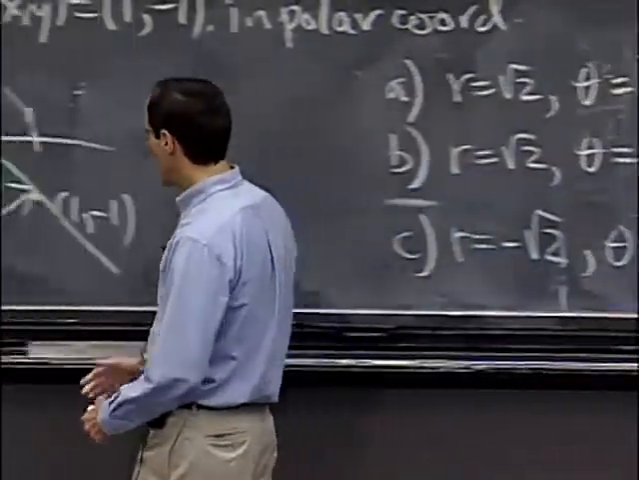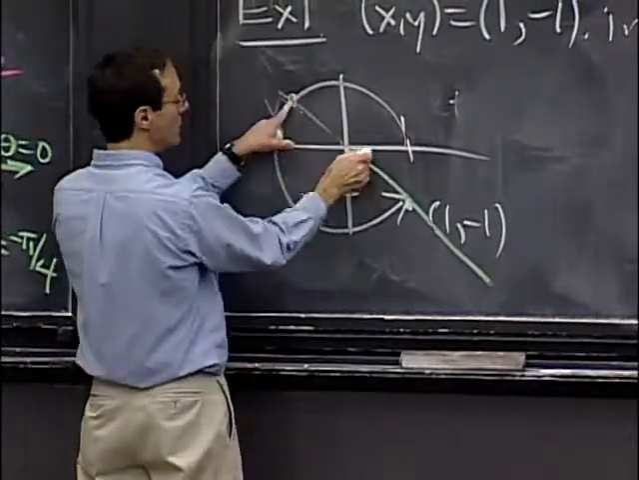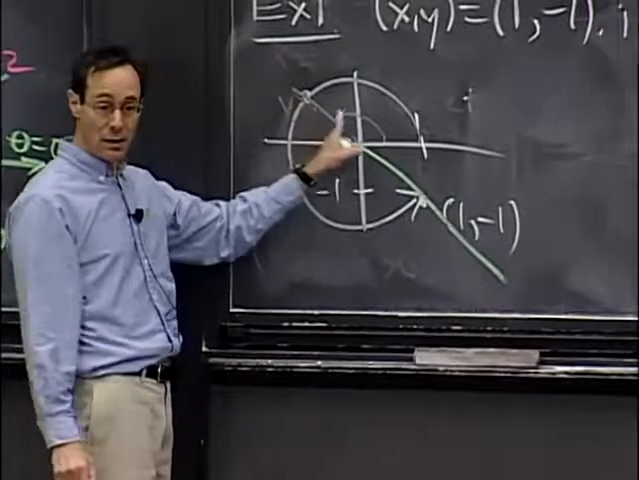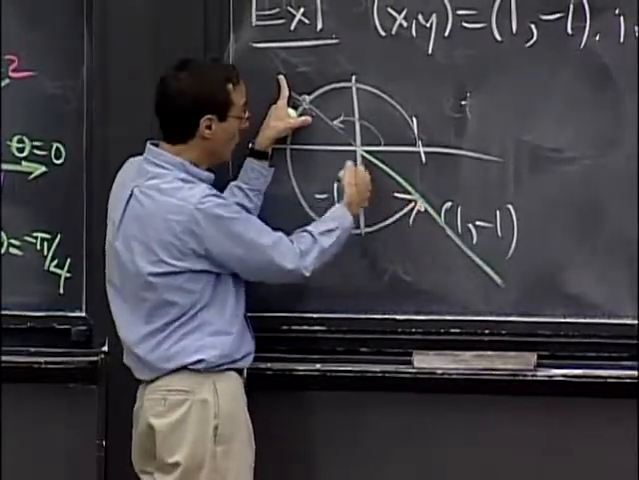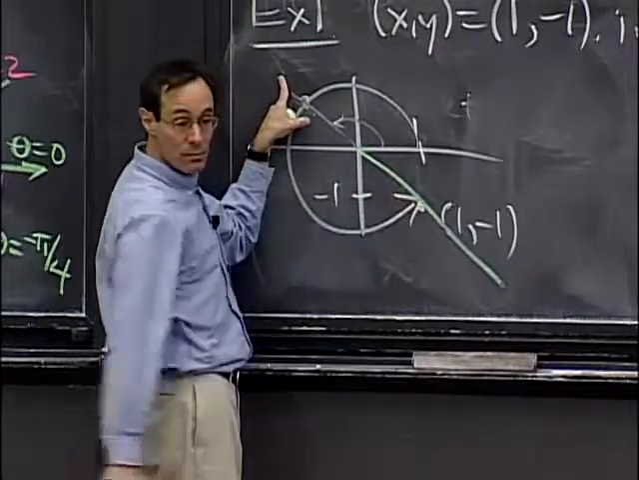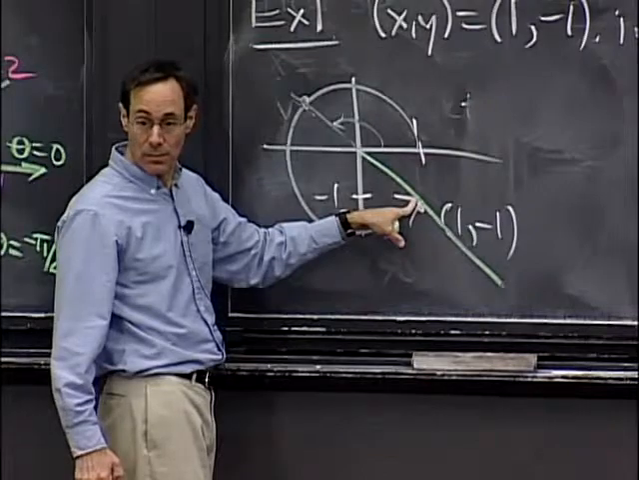Now what that corresponds to doing is going around to here. We're pointing out in the 3/4 pi direction, but then going negative square root of 2 distance. We're going backwards, so we're landing in the same place. So this is also legal.